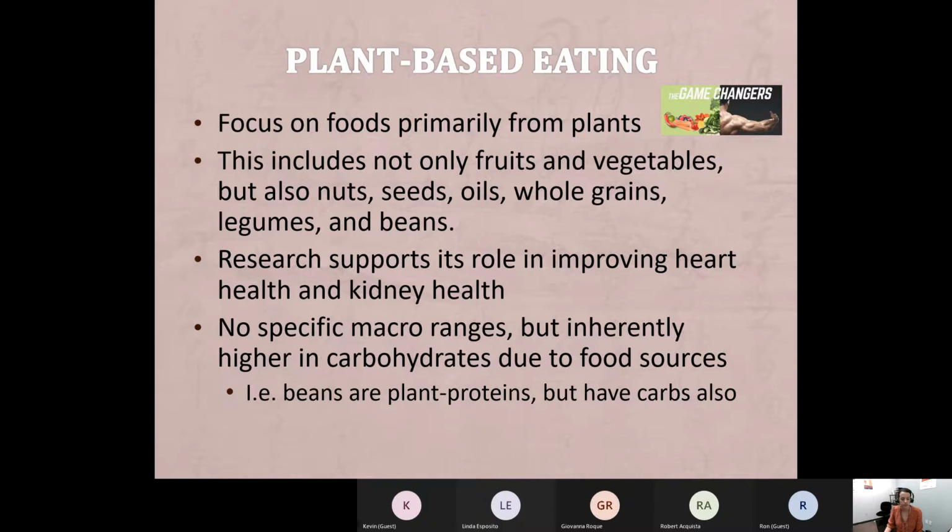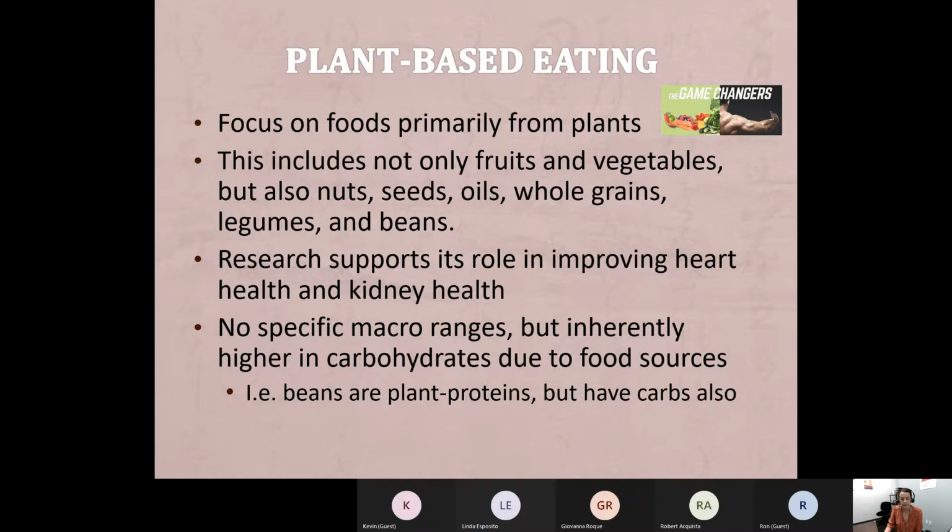Now, plant-based dieting is very different than the keto diet because it focuses on primarily food from plants. So it includes not only fruits, vegetables, but also nuts, seeds, oils, whole grains, legumes, and beans. There is research to support its role in heart health and kidney health. If you have kidney disease, a plant-based diet is definitely something to look into.